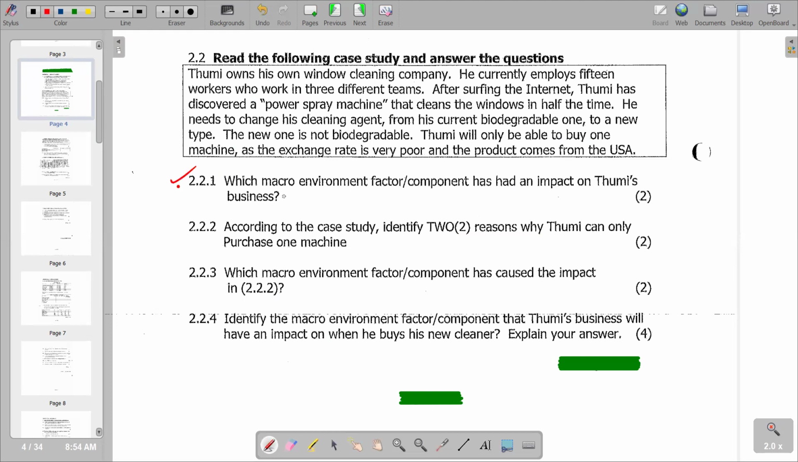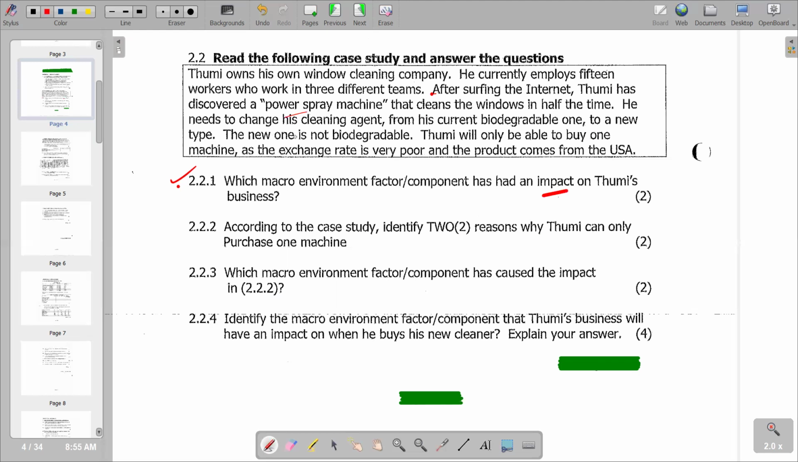The first part of our questions is: which macro environment factor or component has had an impact on Tumi's business? So obviously, we need to find out the macro environment factor. Remember, we have tried to explain and name the components that we have under macro environment. Going to our question, you can see from the sentence that reads: after surfing the internet, Tumi has discovered a power spray machine that cleans the windows in half the time. He needs to change his cleaning agent from his current biodegradable one to a new one.